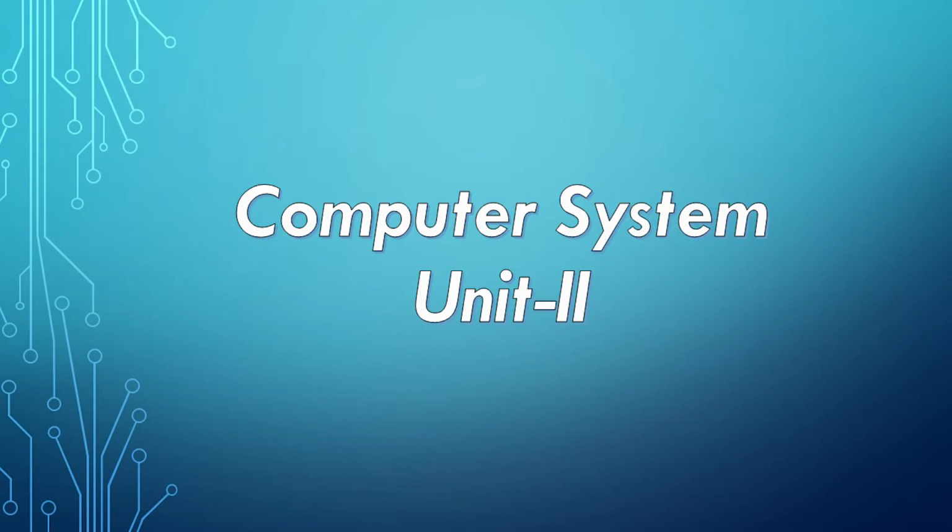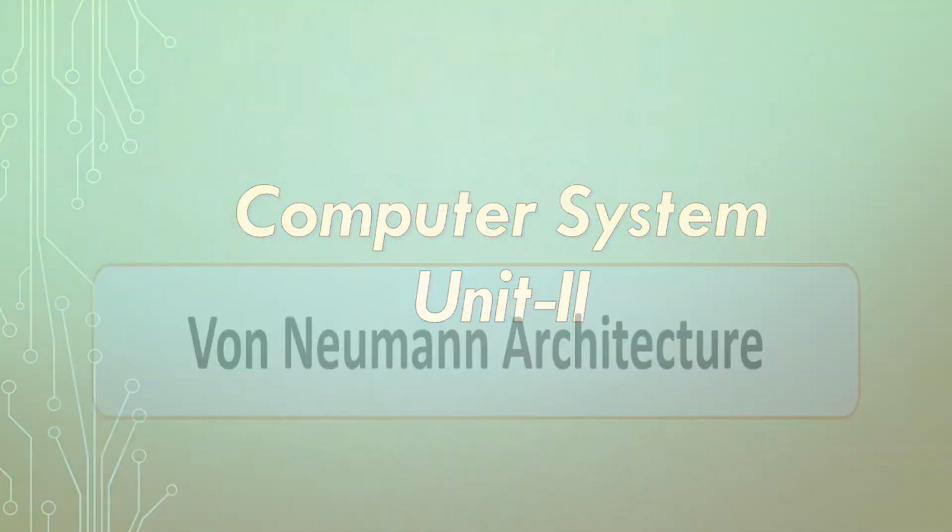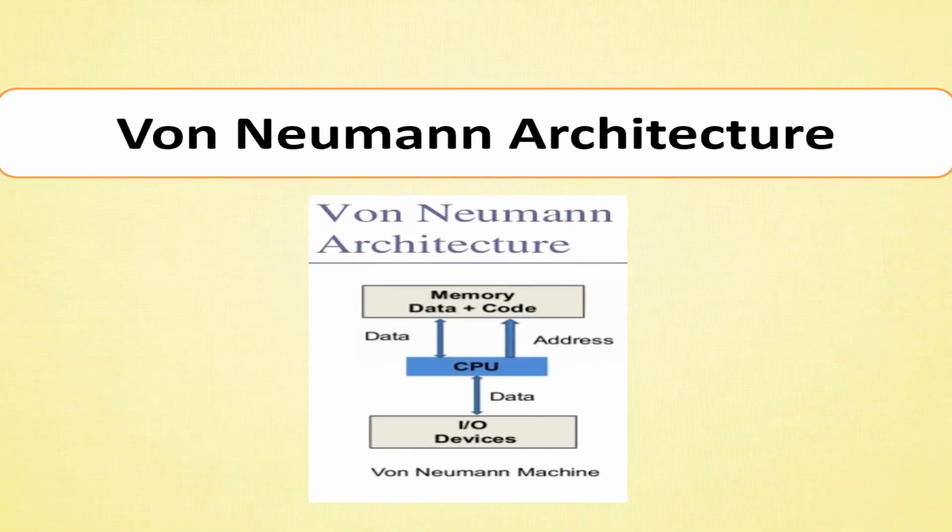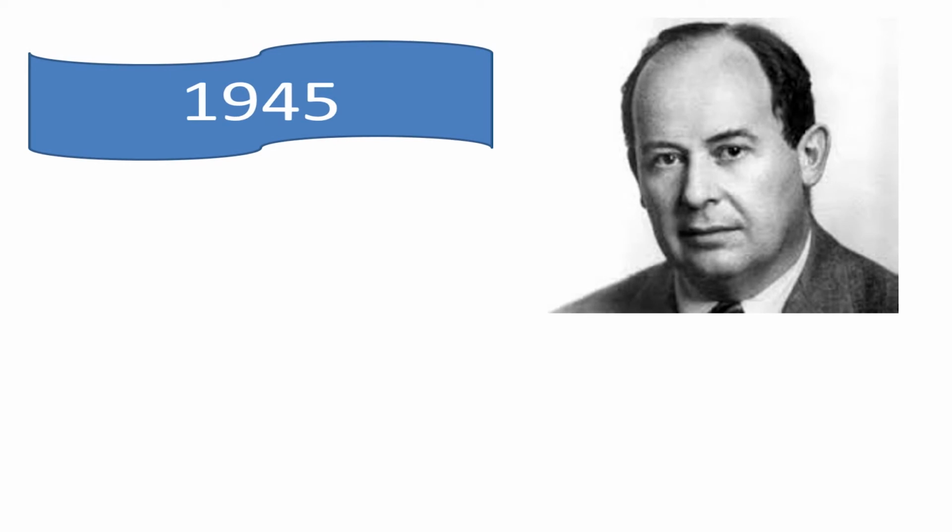In the previous lecture, we learned about what computer architecture is. Now, we shall learn about the first type of architecture, that is, Von-Neumann architecture or Von-Neumann model. In 1945, John von Neumann, a mathematician, described the basic architecture of a computer.